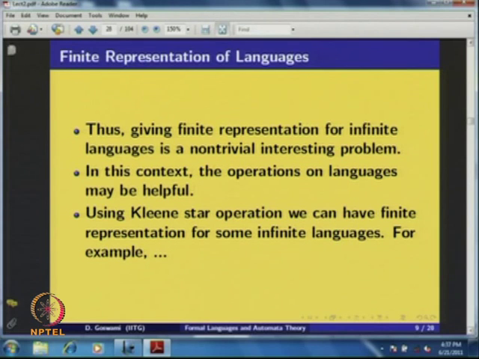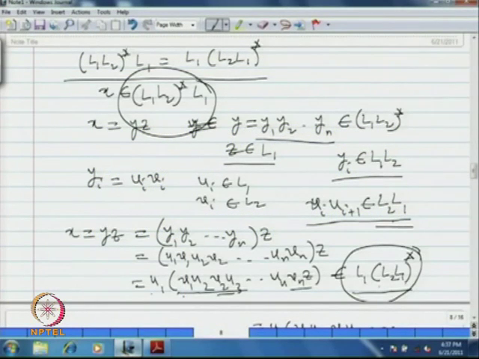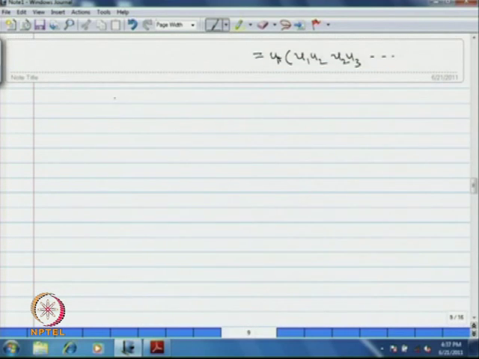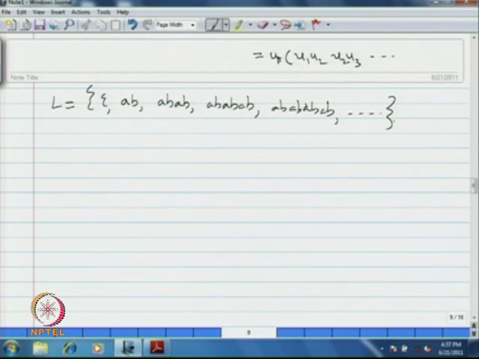For example, consider the language L, which contains the empty string epsilon, then AB, and so on. That means a repetition of strings, we are concatenating AB with AB finitely many times.